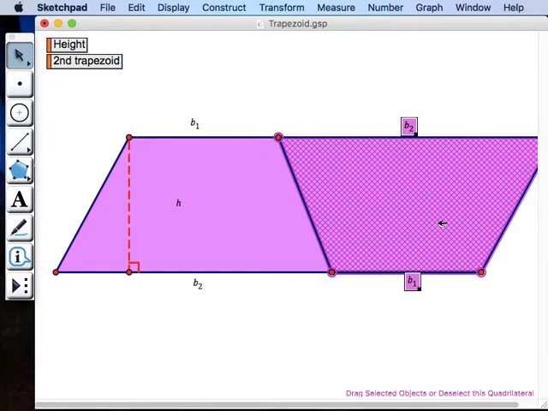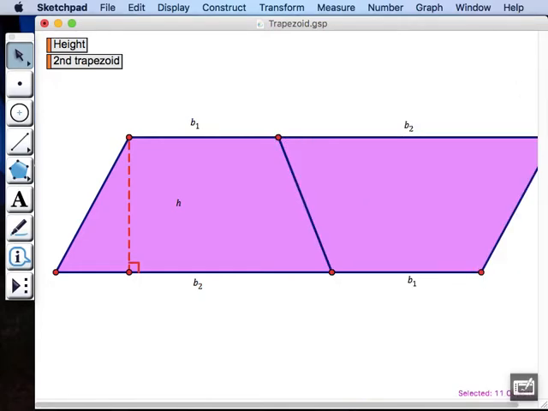It's base times height. However, that warrants a little bit of discussion here. Looking at this big purple parallelogram, I need the length of the base. How long is that huge base? What's that? I didn't hear what you said. It said B3. We can call it B3 if you'd like.